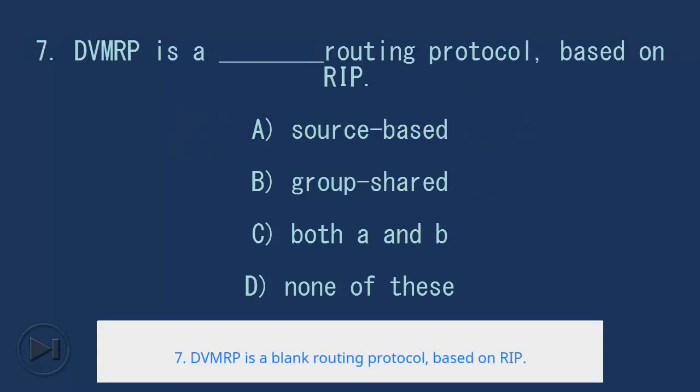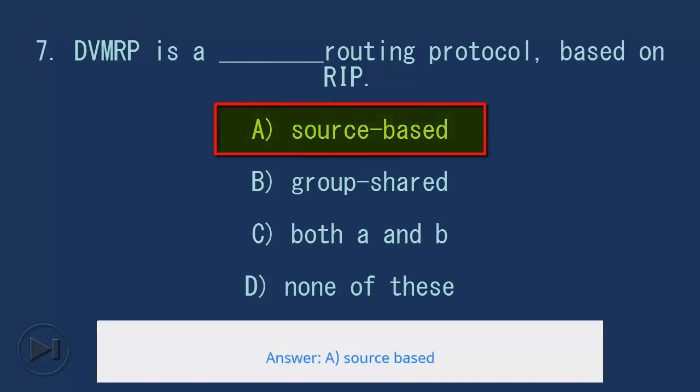7. DVMRP is a blank routing protocol, based on RIP. A, source-based. B, group-shared. C, both A and B. D, none of these. Answer, A, source-based.